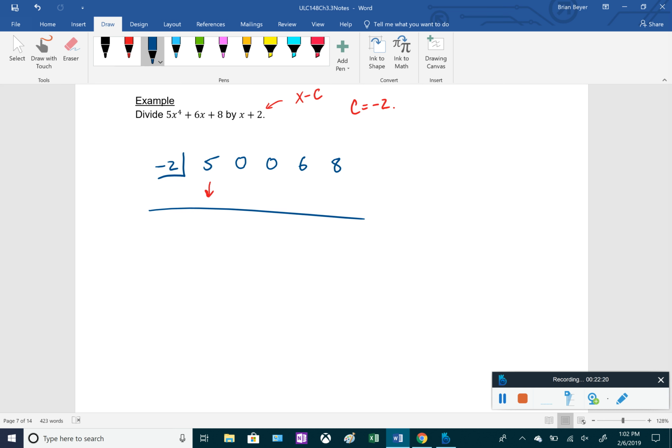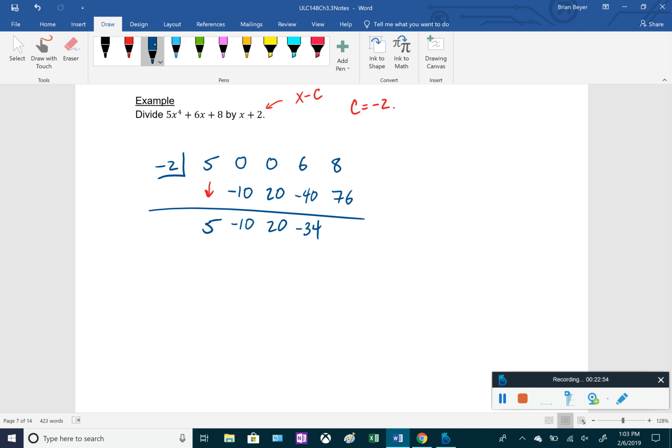We're going to bring down that first one. So pretty much everything we did so far is just the setup. Now we're going to multiply, add, multiply, add, multiply, add. So negative 2 times 5 is negative 10. Add down, we get 0 plus negative 10, negative 10. Negative 2 times negative 10 is 20. Add down 0 plus 20, 20. Negative 2 times 20, negative 40. 6 plus negative 40, negative 34.